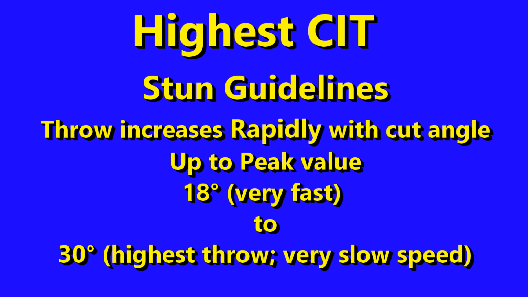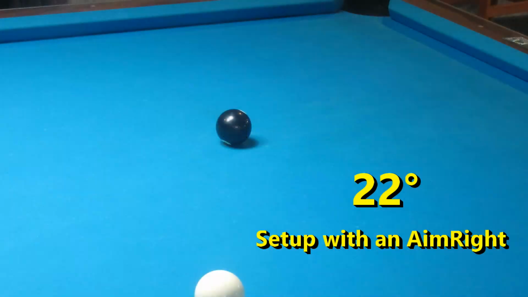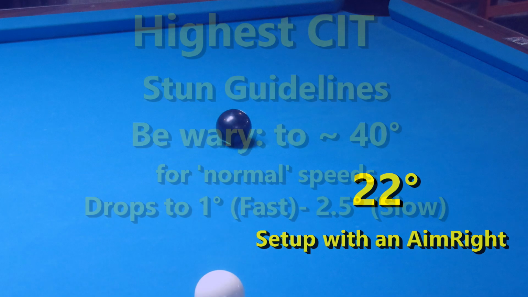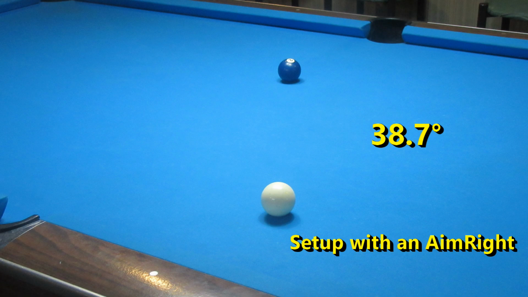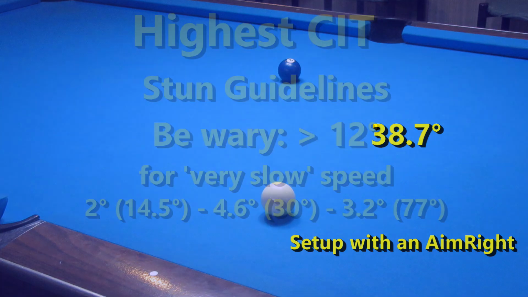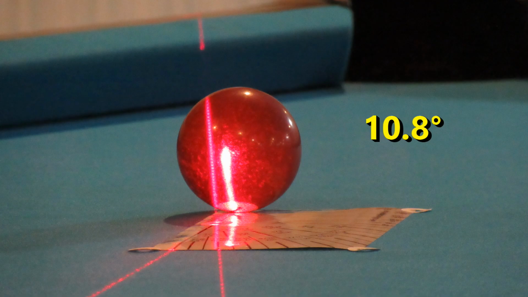At higher speeds, the peak is at decreasing cut angles and the peak throw is less. Increased speed only decreases CIT if the cut is thinner than about 20 degrees. For most normal speeds with stun, be especially concerned about CIT up to about 40 degrees. For the very rare case of very slow stun, CIT is a significant problem at all cut angles over about 12 degrees.